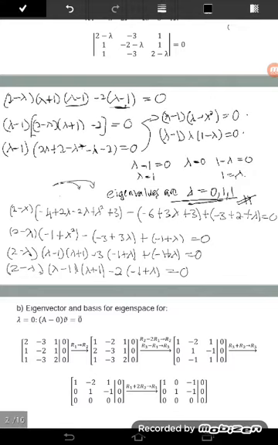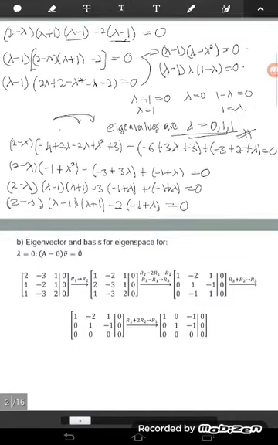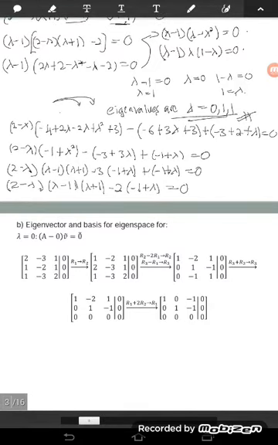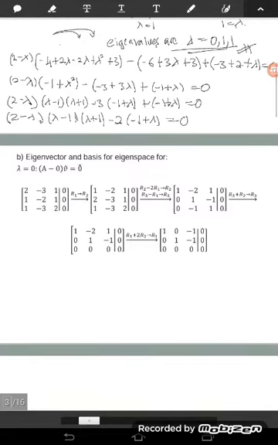Find the eigenvector and basis for eigenspace for lambda equal to 0. Okay, so first, so we have lambda 0, 1, 1. So cari untuk setiap satu. So lambda equal to 0. Okay, so for lambda equal to 0, so we have A minus 0 times by identity. So 0 times by identity ni 0 lah. So A minus 0 times by vector v equal to 0 vector.